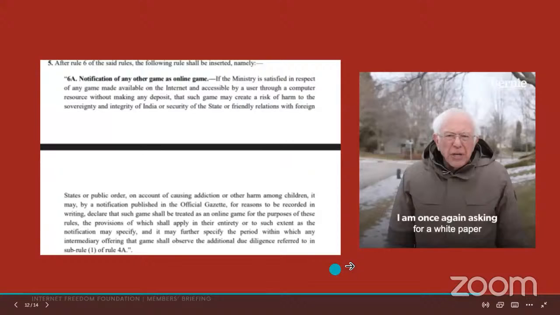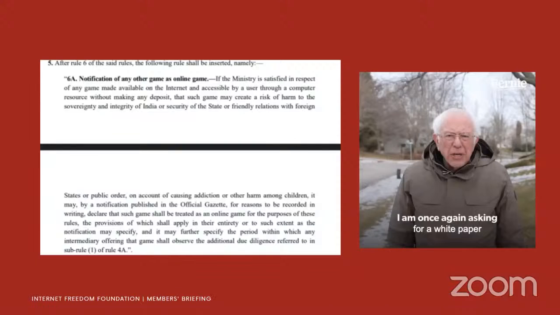So Rule 6A gives MeitY the power to declare any game which is accessible to users without a deposit as an online game if the game creates a risk of harm to sovereignty, integrity of India, security of state, friendly relations with foreign states, or public order on account of causing addiction or other harm to children, and it can do so by publishing a notification in the official gazette and recording its reasons in writing. The consequence of this provision is that harm among children is not defined. In the absence of a white paper, we're unsure what MeitY means by harm among children. Further, in the absence of a white paper, it's more essential that we have clarity on what exactly the union government means by these terms so as to avoid inconsistent application or prevent misuse of the rules.